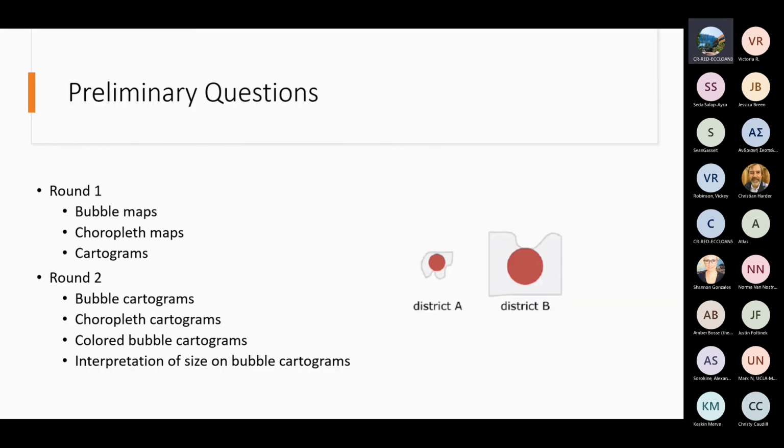In the preliminary questions, in round one, we asked 3 questions about background knowledge about bubble maps, choropleth maps, and cartograms. In round 2, we additionally asked a question about bubble cartograms, choropleth cartograms, and colored bubble cartograms. Also, there were 7 additional questions about the interpretation of size of bubbles and size of districts to help subjects understand the bubble cartogram.